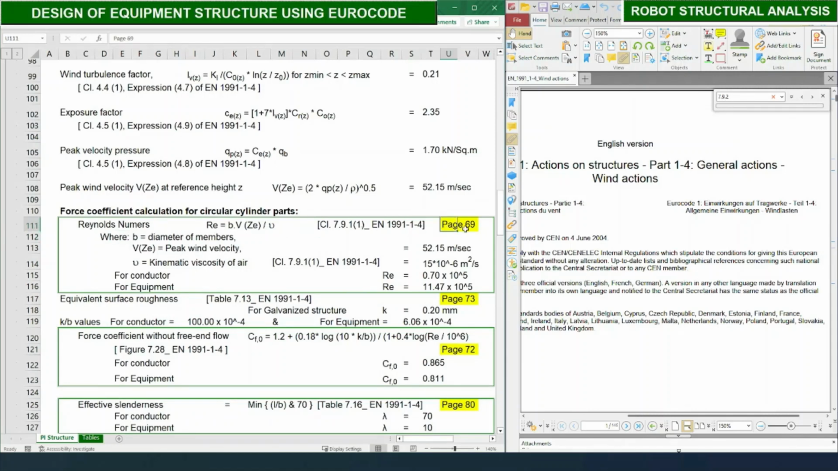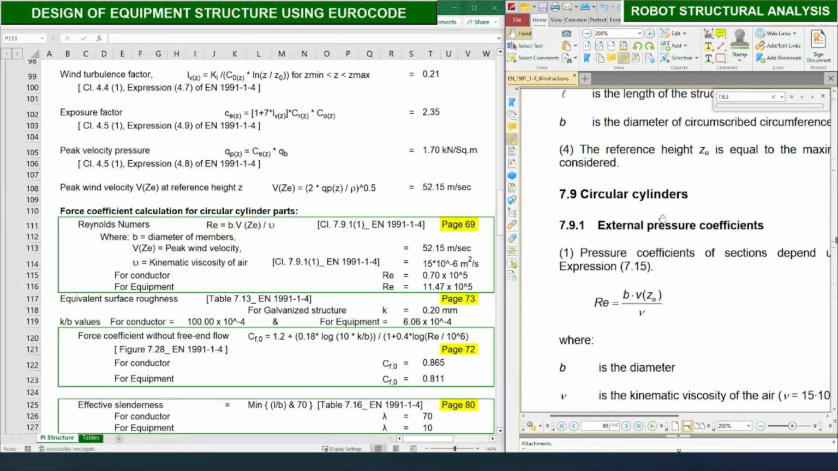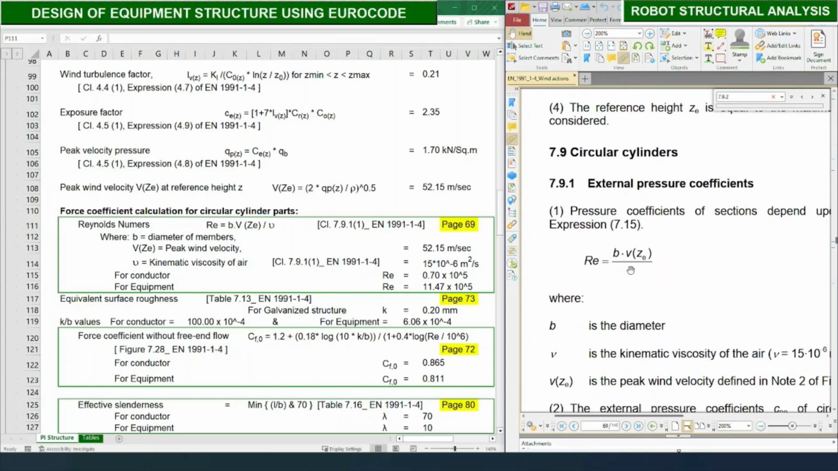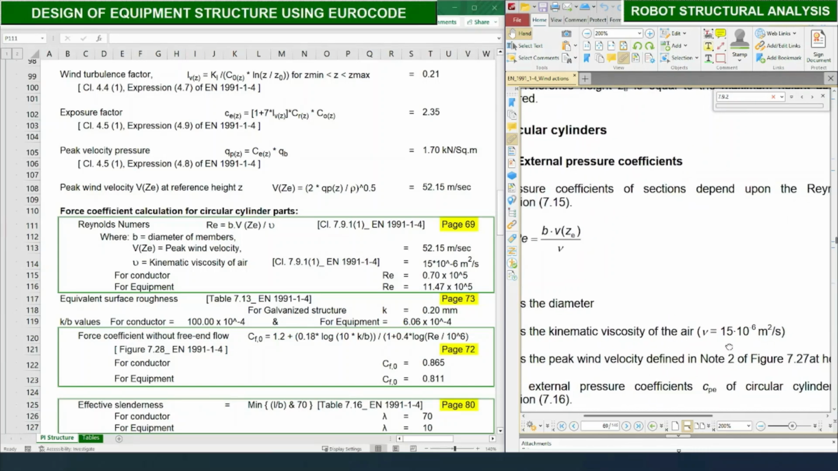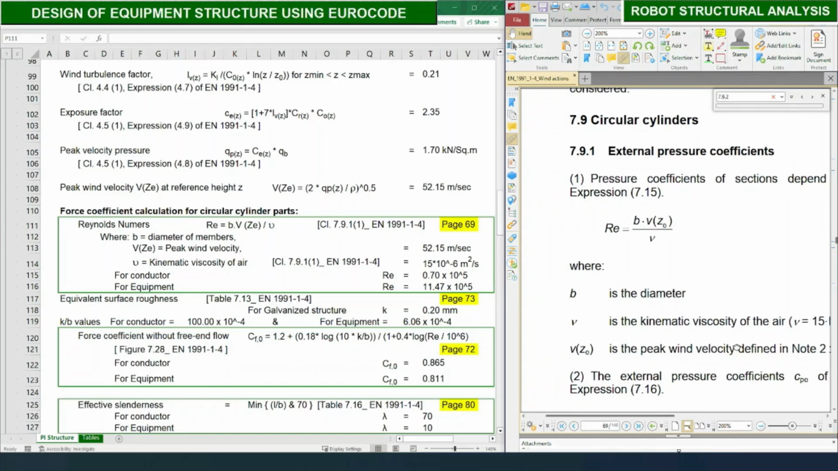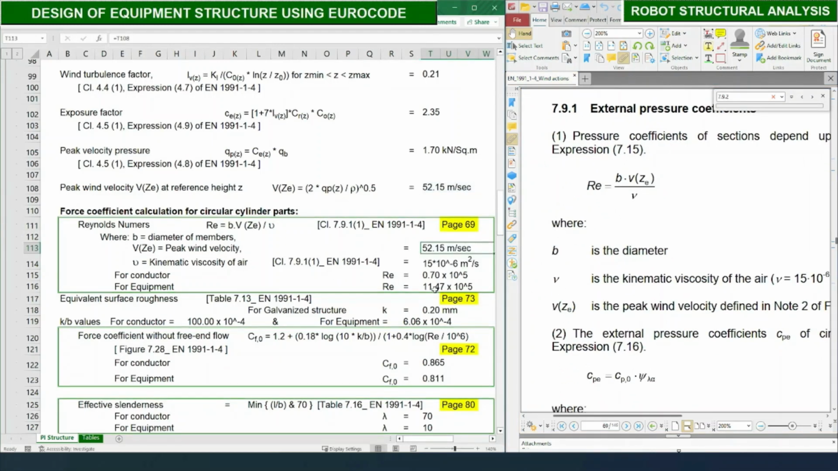For the Reynolds number calculation in European standard clause 7.1.1, in the notes it is given. For that, we need to refer to page number 69 in the right hand side PDF file. Here you can see for circular cylinders, the external pressure coefficient is given in terms of the Reynolds number, v into vz by nu, where nu is the kinematic viscosity of the air, equal to 15 into 10 to the power of minus 6 meter square per second. So using this formula, with vze the peak velocity, which is 52.15 meter per second in our case, we get the Reynolds number for conductor and equipment separately: 0.7 into 10 to the power of 5 for the conductor, and 11.47 into 10 to the power of 5 for the equipment. It is simply applying this formula with these values.